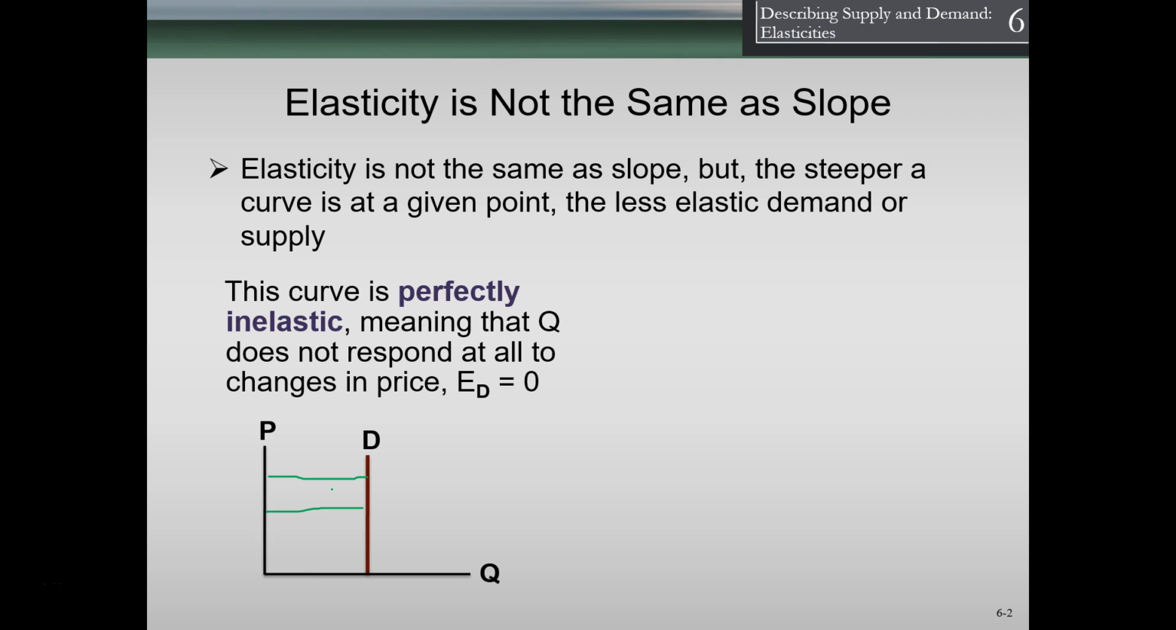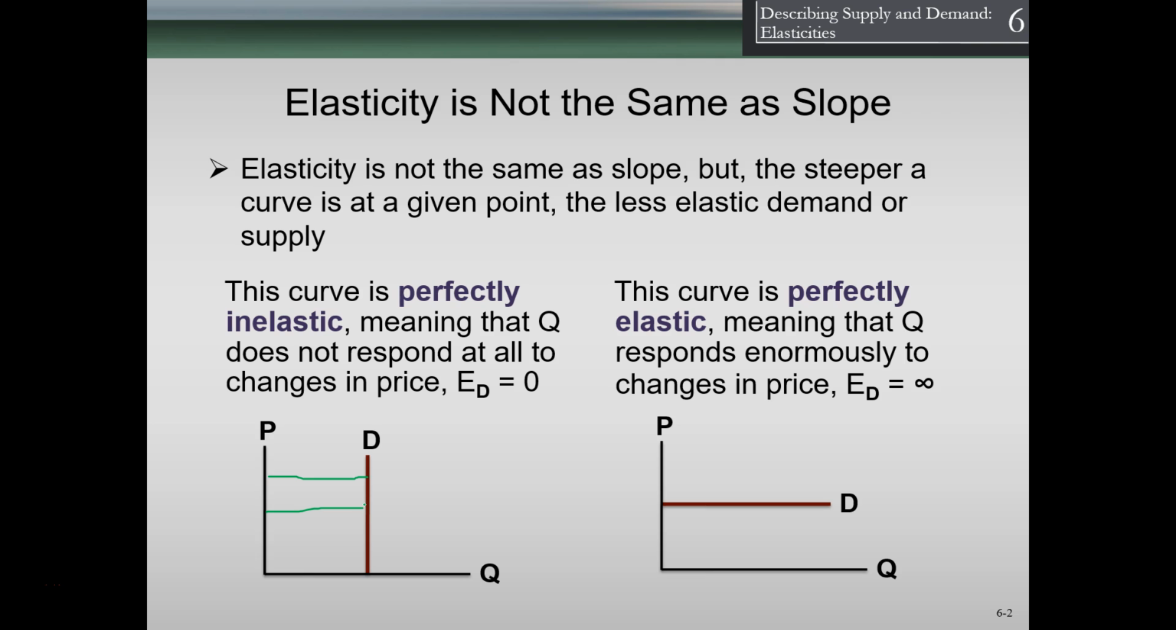But these are things like, again, a cancer drug or something that someone really needed. Theoretically you could change the price a lot, and the level of demand would not change, at least not much. If we think of the other extreme case, the curve is perfectly elastic, meaning that Q responds enormously to the change in price. Again, this is not going to happen in real life, but we can think of the extreme, meaning that this is the only price you can charge. If you charge any more, people are not going to demand anything at all.